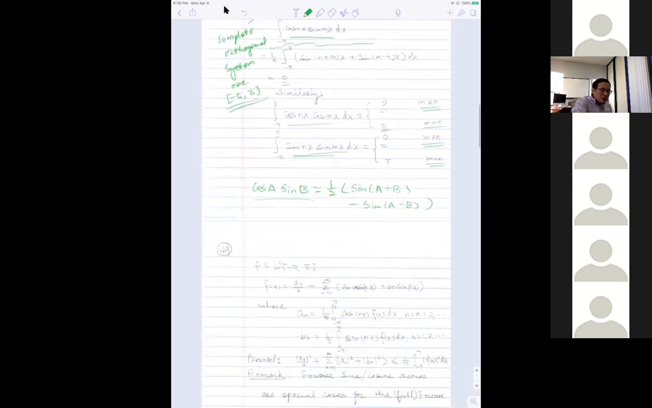Now, any function that is an L2 function from negative pi to pi can be expressed in this full Fourier series. And again, the convergence is in the mean square norm. And then the an here is given by this formula, and bn is given by this formula.